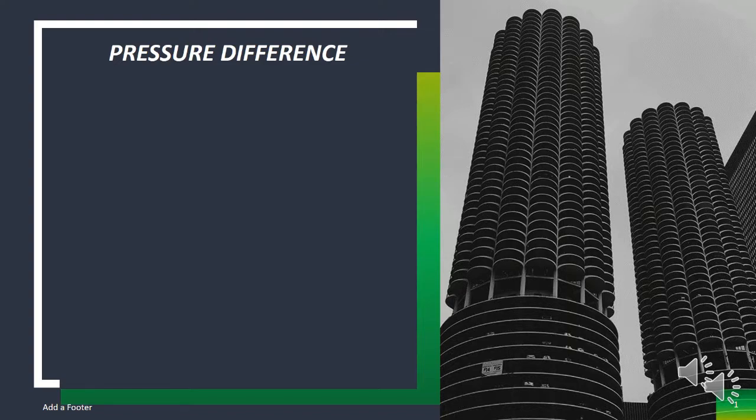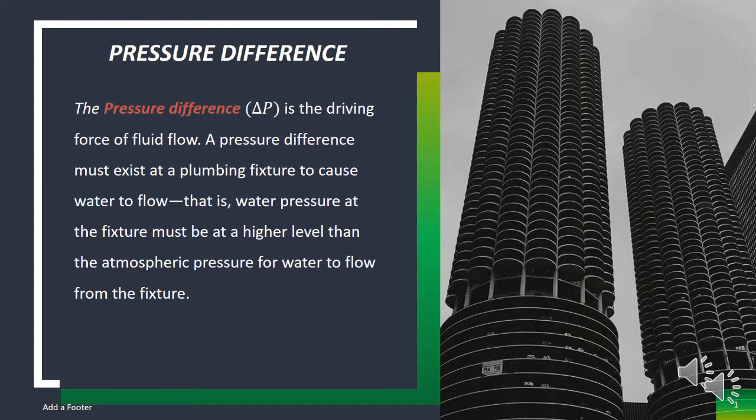Pressure difference. The pressure difference, or delta P, is the driving force of a fluid flow. Pressure difference must exist at the plumbing fixture to cause water to flow, that is, water pressure at the fixture must be at a higher level than the atmospheric pressure for water to flow from the fixture.